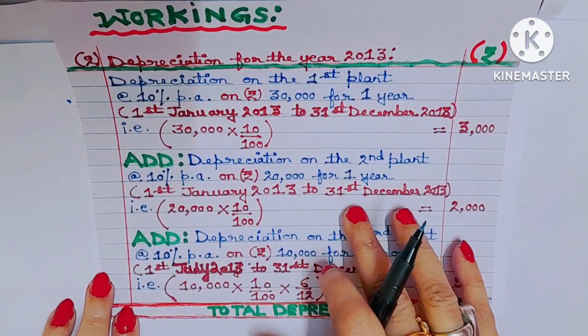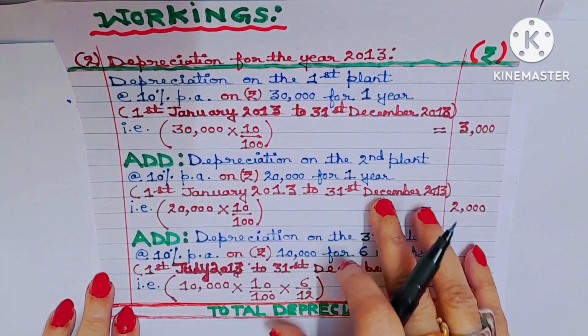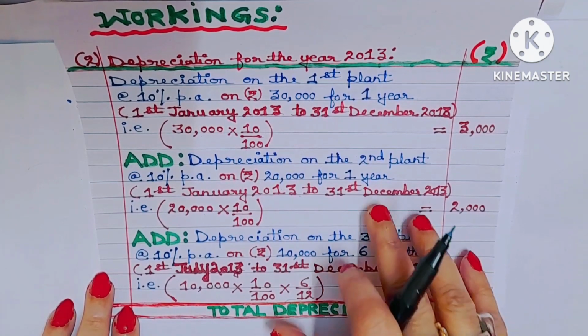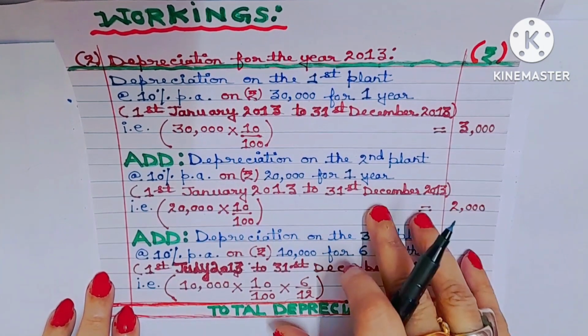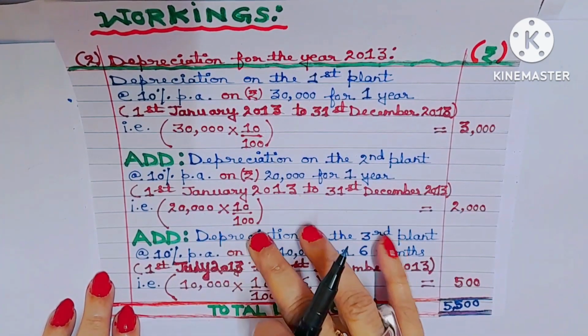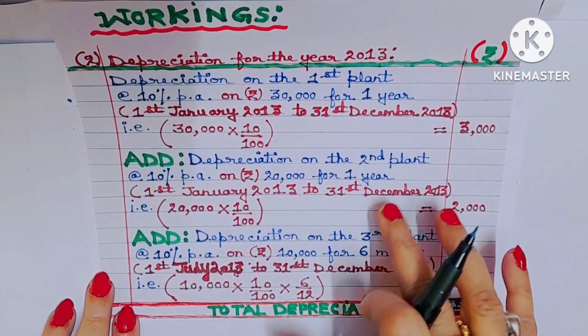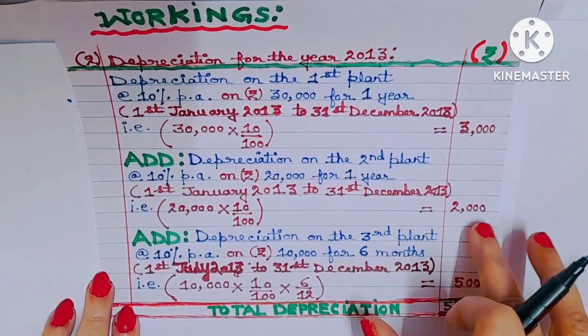But in the year 2013, the second plant was in the business from the very first day, that is 1st January 2013. So we could easily charge depreciation from 1st January to 31st December 2013. The whole year we can charge depreciation. So 20,000 into 10 by 100 for whole year is 2,000. Okay. So the depreciation for the first plant is 3,000. So the depreciation for the second plant is 2,000.